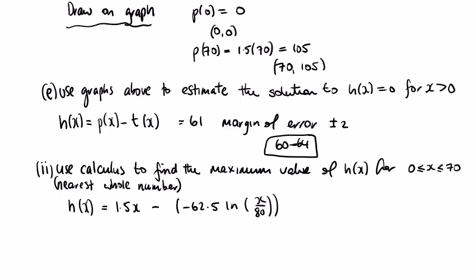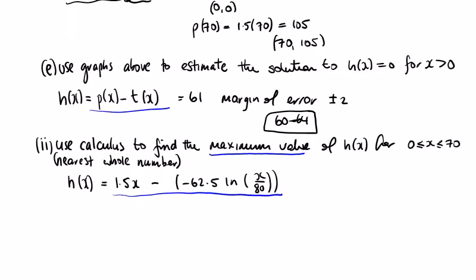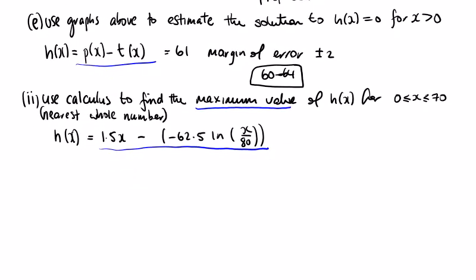Now we're asked to use calculus to find the maximum value for h of x to the nearest whole number. So h of x is p of x minus t of x. So we know we've got to differentiate, let it equal 0, solve for x, and then put x back into our original equation, which is this one, to find the max value. So we differentiate this. H prime of x is going to be 1.5. Now the minus is here and here, so this is going to give me a plus, so we're going to get plus 62.5.